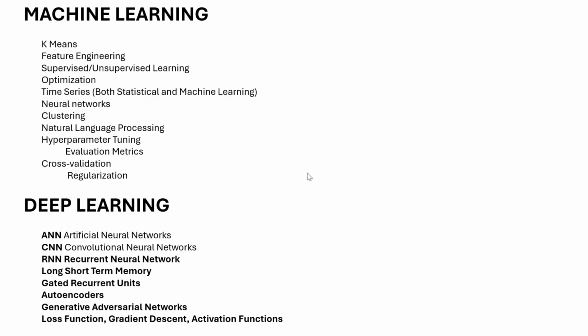So machine learning, there's many different types of machine learning. You definitely want to understand the concepts and understand how to implement and deploy models. We have K-means clustering, feature engineering, supervised and unsupervised learning, optimization techniques, and then cross-validation, regularization. And then we get into deep learning, which encompasses the artificial neural networks, the LSTM models, autoencoders. So there's a lot of models that data scientists deploy.